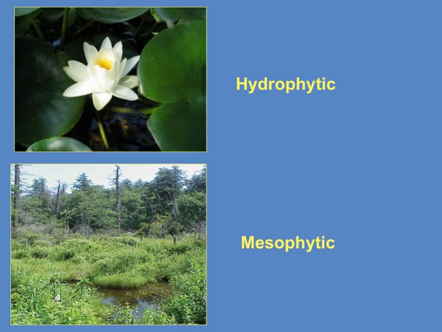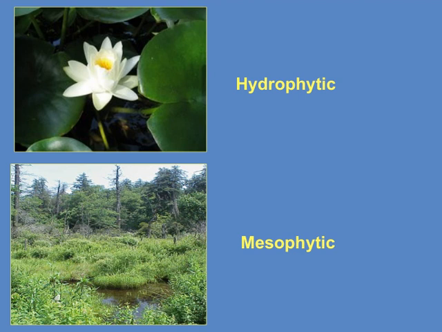On the other hand, we have mesophytic plants. These are plants that prefer moderate conditions, neither too wet nor too dry. They are quite common in areas with balanced moisture levels, like many forest floors and grasslands. Their adaptations allow them to efficiently utilize available water without being overly dependent on constant moisture.